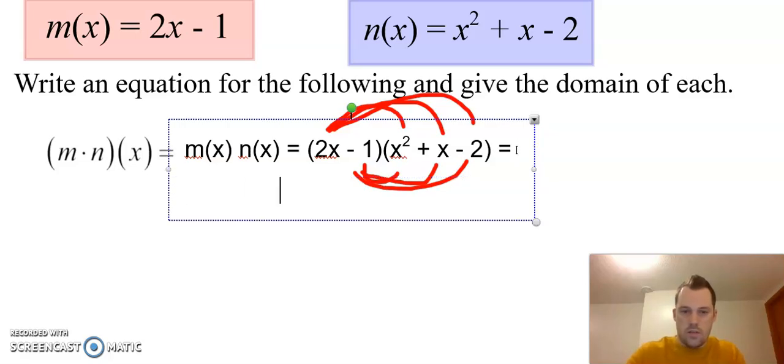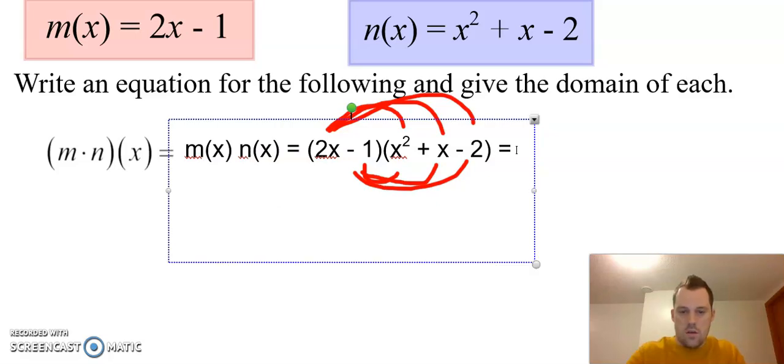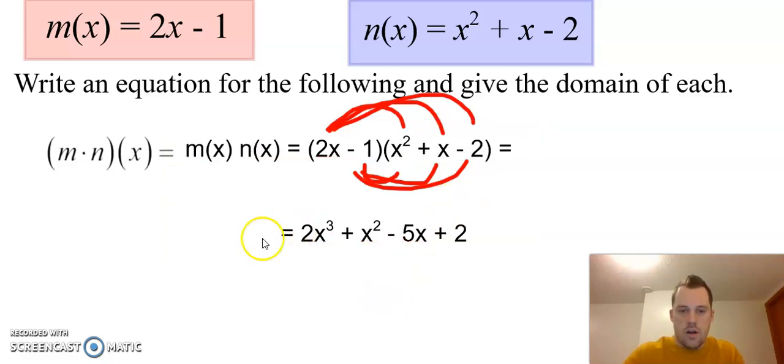I'm also going to go down to the next line here, out of the way of my red lines. So 2x times x squared, we get 2x, and it's actually going to be cubed. And then I'm going to end up with a 2x squared here minus a 1x squared there, so plus x squared. 2x times negative 2, so negative 4x. And here I get another negative x, so minus 5x. And then I end up with negative 1 times negative 2 is plus 2. So there is our product of m and n of x.